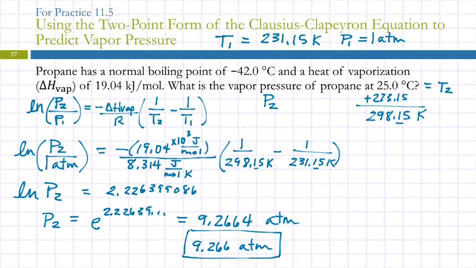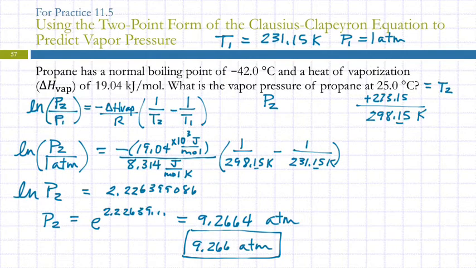And then ask yourself, does it make sense? So propane boils at minus 42 degrees Celsius. That's where its vapor pressure is 1 atmosphere. When you heat something up, does the vapor pressure get greater or smaller? Greater. So we're expecting P2 to be greater than 1 atmosphere. 25 degrees is a significant temperature increase. And so 9.266 atmospheres is a high pressure, but it's not unreasonable.